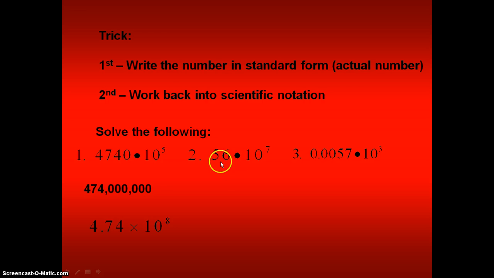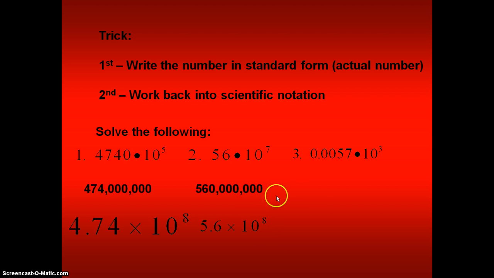Alright, so let's try that again. The decimal place is to the right of the 6. I'm going to move it 7 spaces to the right, and I know that because the exponent is 7. So my number is going to be 560 million. Now I'm going to put it back into scientific notation form. So I'm going to be moving my decimal 1, 2, 3, 4, 5, 6, 7, 8 spaces, and my new number is 5.6. In scientific notation, it's 5.6 times 10 to the 8th power, and that 8 is positive.